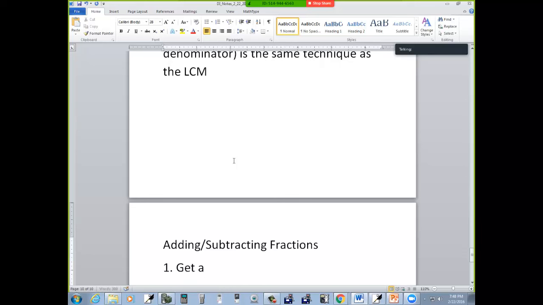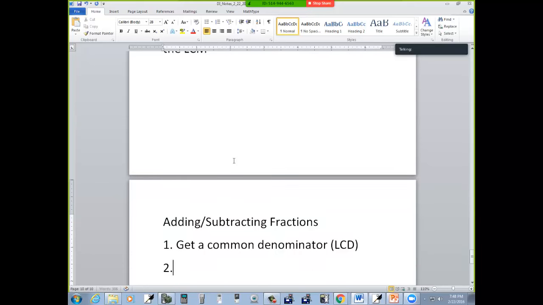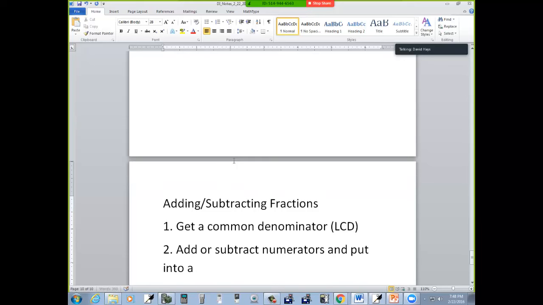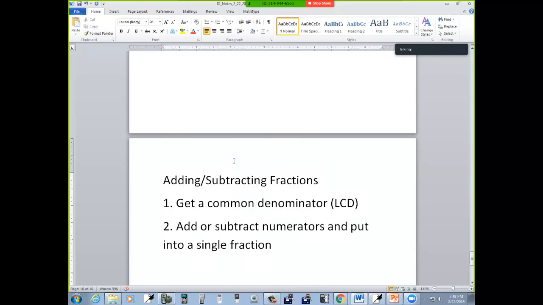Step 1, we want to get a common denominator. And that's the LCD. Step 2, you add or subtract the numerators, the top parts, and put into a single fraction. And then step 3 is you simplify the fraction.